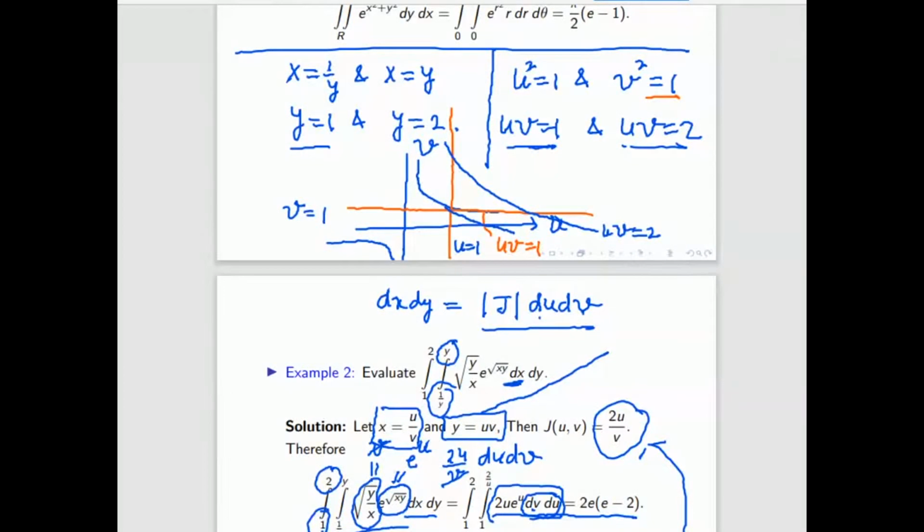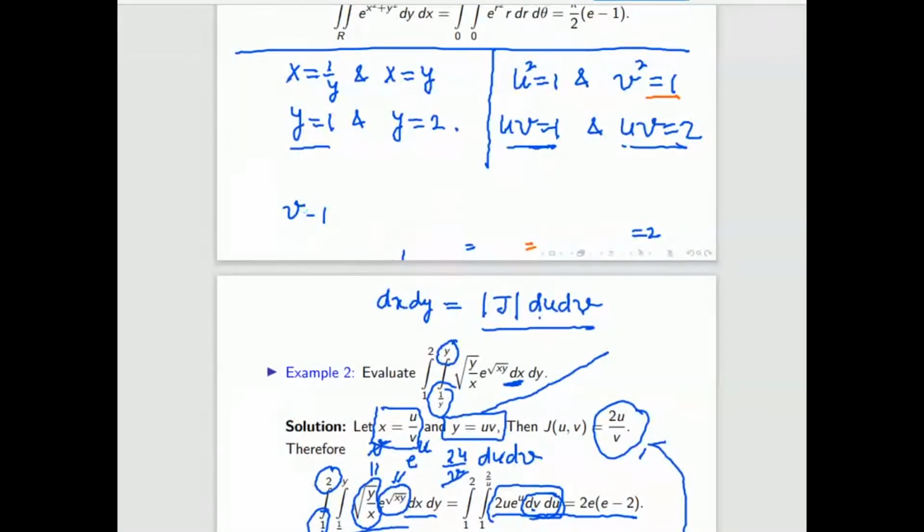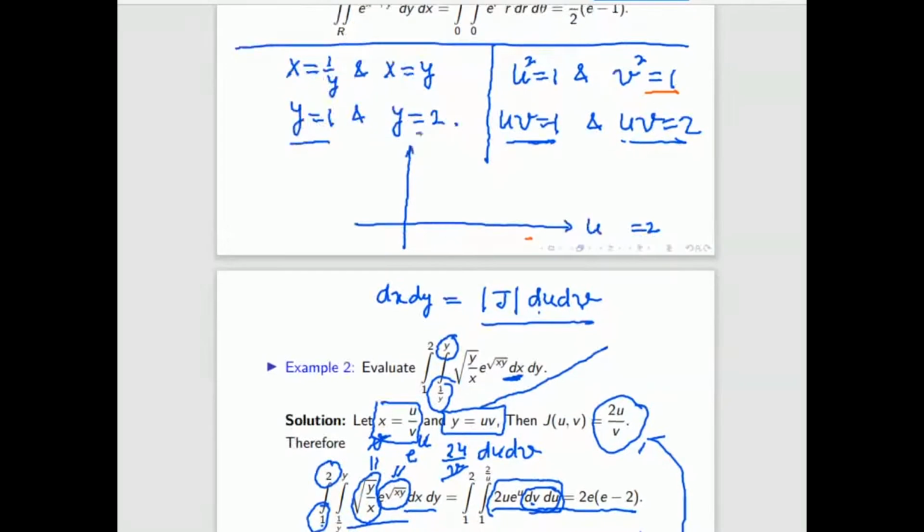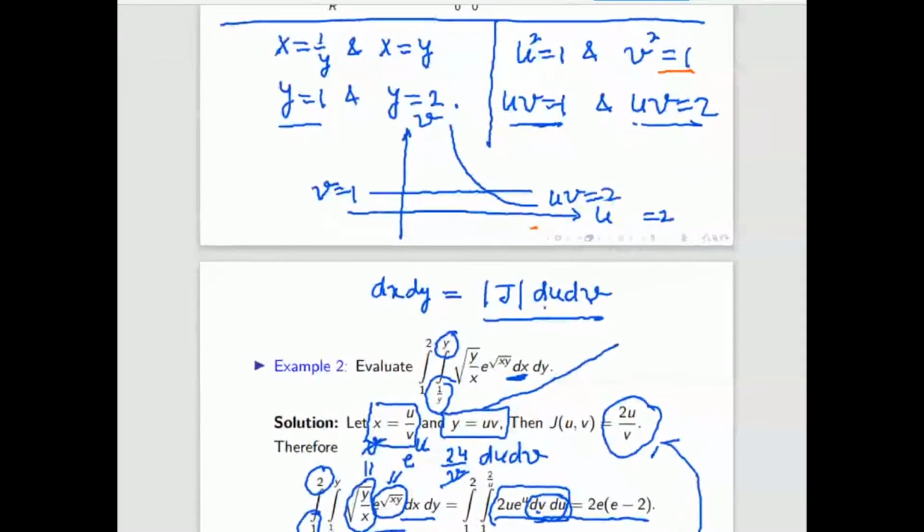So I will again draw the same picture so that the figure will be more clear. This is V axis and this is U axis, U and V. This is hyperbola UV equal to 2. Then this is line V equal to 1. This is line U equal to 1. And this is another hyperbola UV equal to 1.